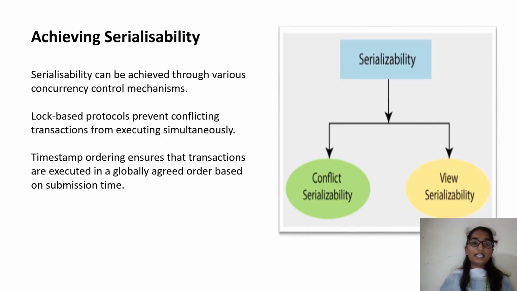Now, achieving serializability. Serializability can be achieved through various concurrency control mechanisms. Log-based protocols prevent conflicting transactions from executing simultaneously. Timestamp ordering ensures that transactions are executed in a globally agreed order based on submission time. Here, serializability has two types: one is conflict serializability and another one is view serializability.